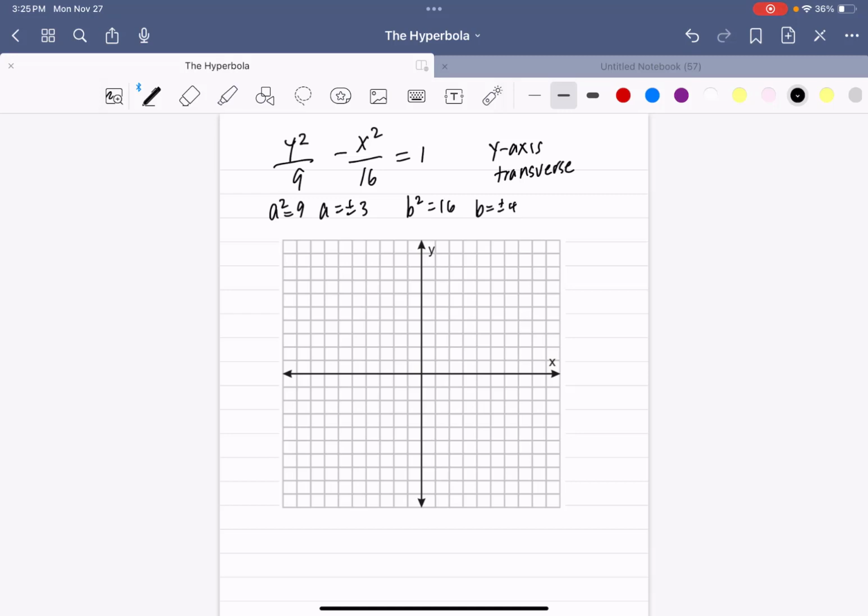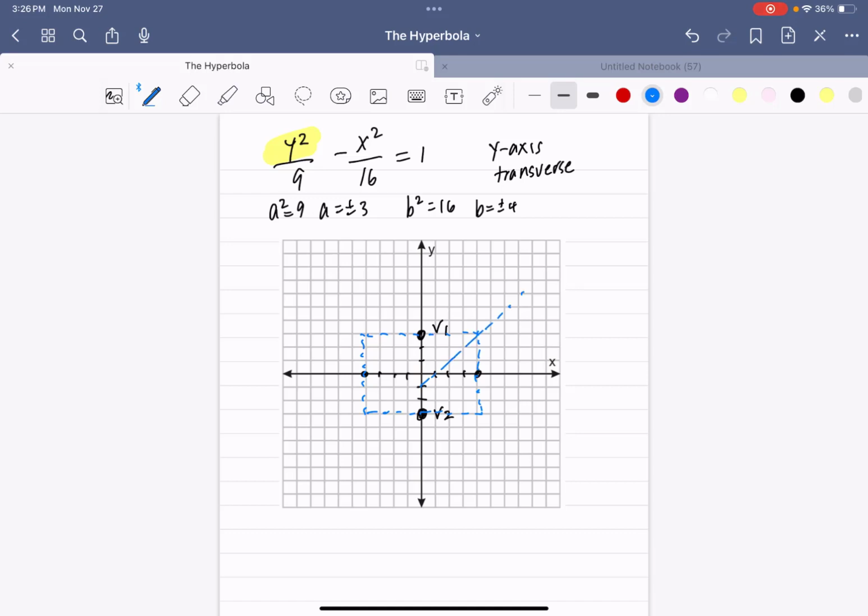So on the y-axis, now be careful, this is the y-axis, I go plus and minus 3. So 1, 2, 3. 1, 2, 3. Since that's the positive variable, these are my two vertices, vertex 1 and vertex 2. Now these other 2 points are just my guide points, but I'll go ahead and put them there, okay? And they're just there to help me draw in this rectangle. So I'm going to draw in the rectangle like that, and that helps me draw in my asymptotes.